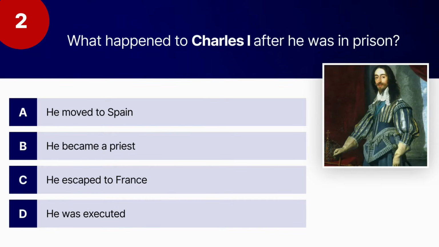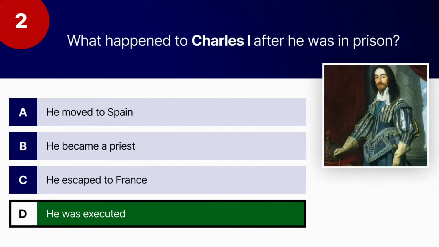What happened to Charles I after he was in prison? A. He moved to Spain. B. He became a priest. C. He escaped to France. D. He was executed. The answer is D. He was executed.